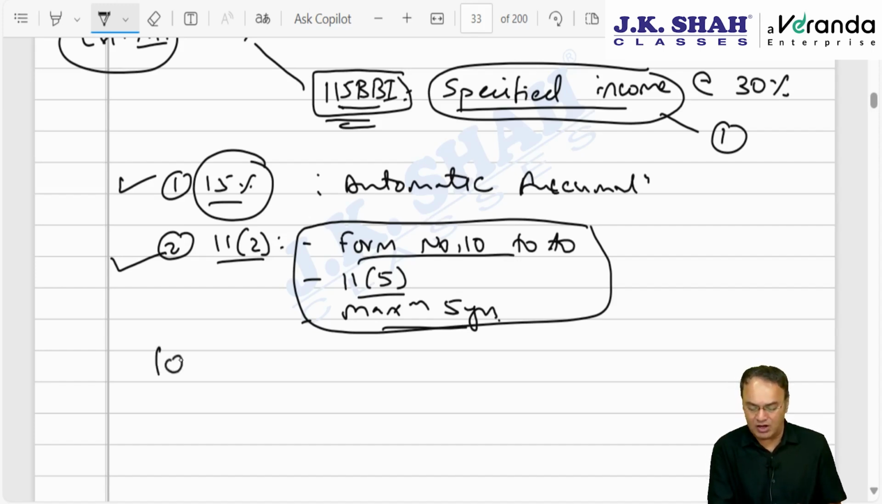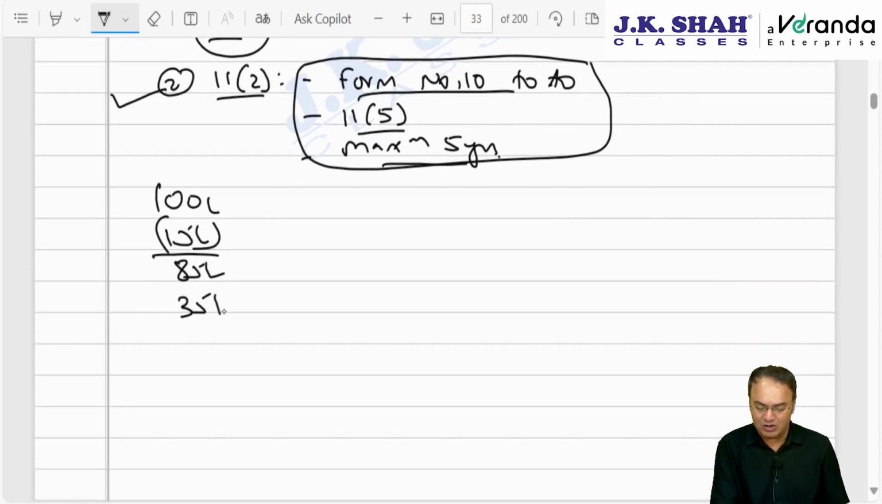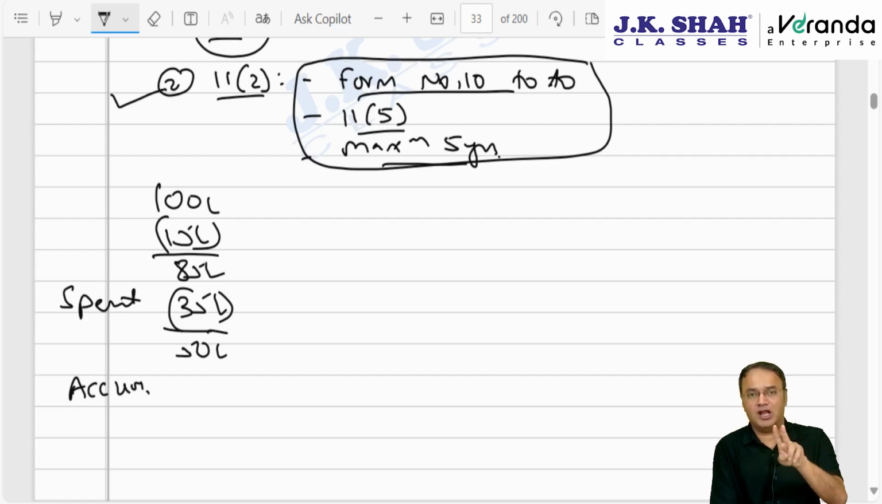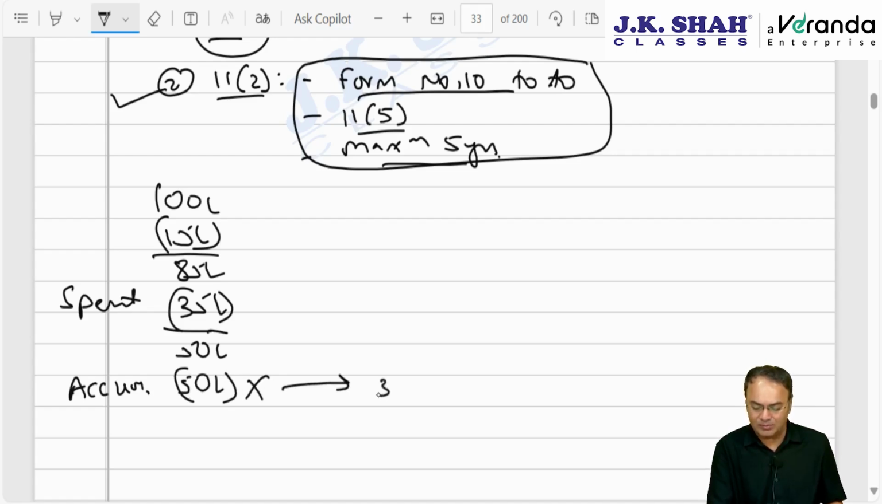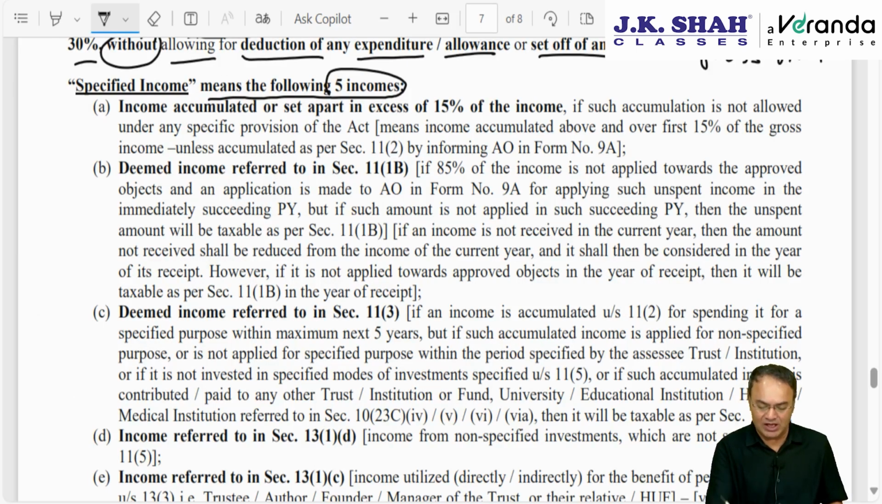Meaning thereby, out of 100 lakh income, first 15 lakhs is automatically exempt, balance 85. 35 lakhs is spent towards approved object, that we are subtracting, balance left out is 50 lakh. This 50 lakh the trust decides to accumulate. Then inform the AO in Form 10 in writing 2 months before the due date of filing IT return, along with period, amount and purpose. If any of the conditions is not satisfied, then accumulation is not allowed and will be taxed at 30% flat rate under 115 BBI.